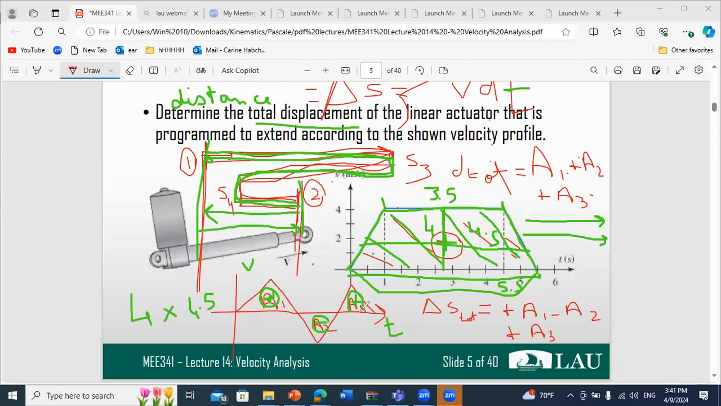So the total displacement will be plus a1, because it's above the axis, v positive, minus a2, and then plus a3. Okay? While the total distance doesn't care if I have v positive or negative. I just care for the distance traveled. So the total distance traveled will be the summation of areas, so it will be a1 plus a2 plus a3. Okay? Any question on this?